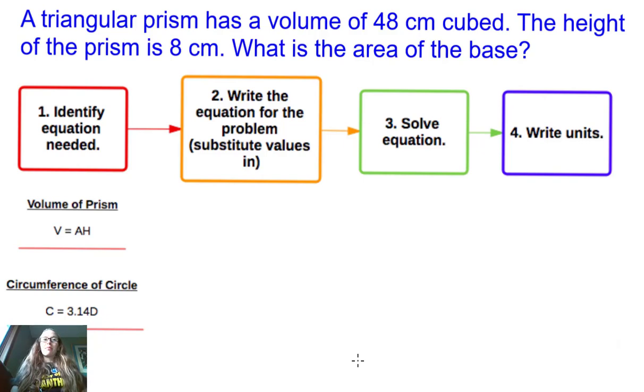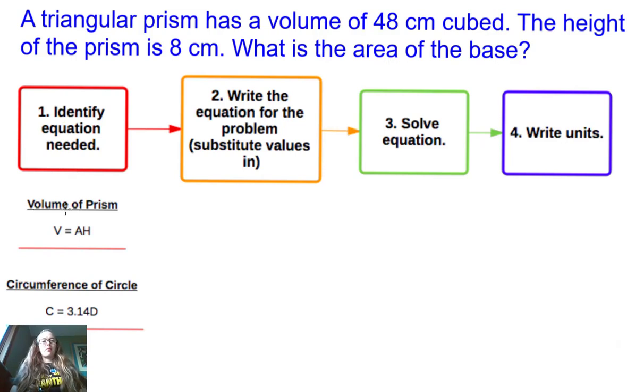So for our problem, we have a triangular prism that has a volume of 48 centimeters cubed. The height of the prism is 8 centimeters. What is the area of the base? So according to our flow map, we need to first identify the equation needed.